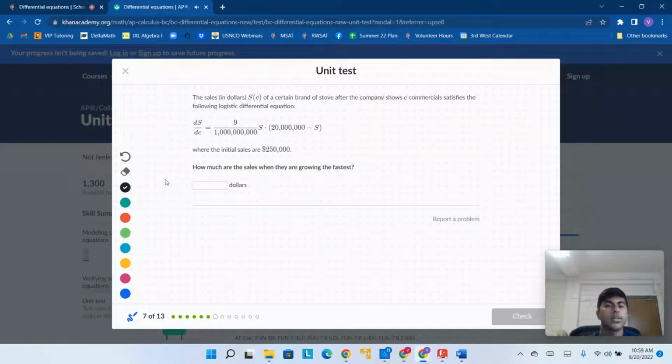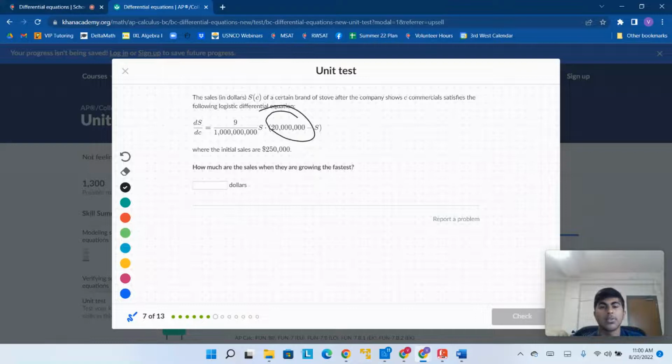The sales in dollars S(c) of a certain brand of stove after the company shows c commercials satisfies the following logistic equation. Logistic equations are interesting, right? Initial sales are 250,000, and how are we going to be able to do this? Let's see. How we always do it is we find this in here, 20 million.